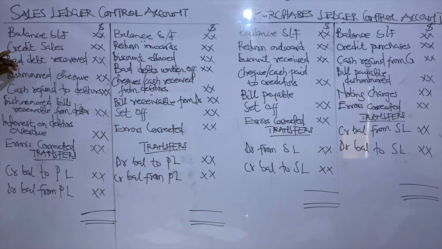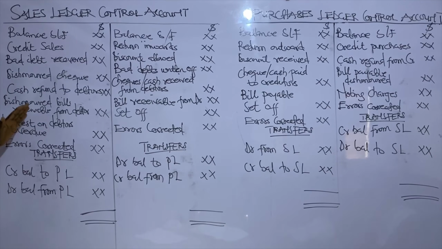sales ledger debit closing balance, let's say 500. A sales ledger debit balance 500 closing. If it is closing, then it means they are talking about the balance brought down. Sometimes they will not tell you it is a closing balance, but the date will tell you. In accounting, the date is very important. It could be at the end of a particular year.